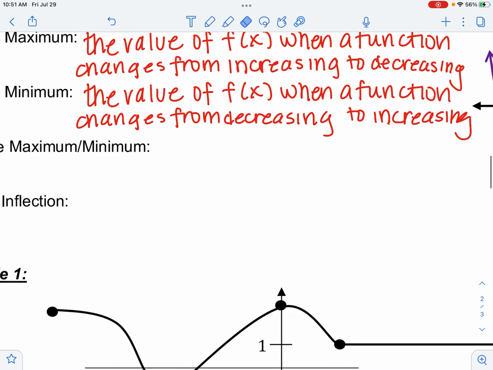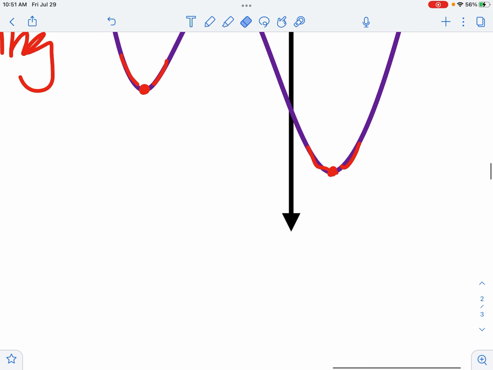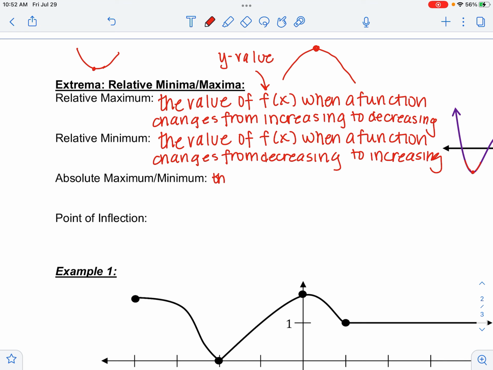All right, absolute maximum, absolute minima. So if you look at this, the absolute minima would be out of these two values right here, the lowest y value, the least y value. The absolute maximum would be the greatest y value out of your relative maximums. So we're going to write the greatest, for relative maxima, or least. I'll put slash instead of in parentheses. Least value f of x reaches in the entire domain.